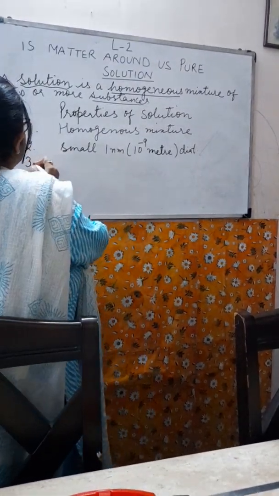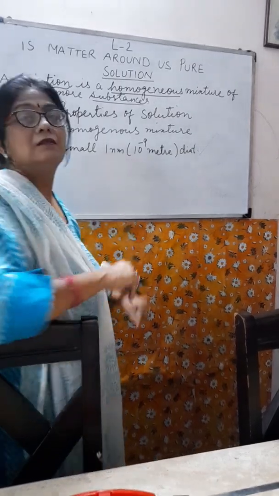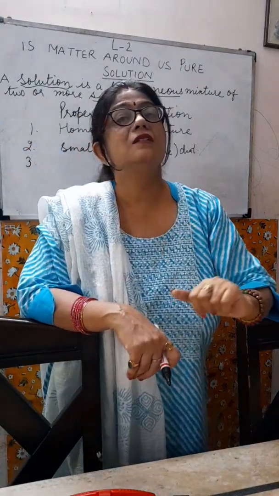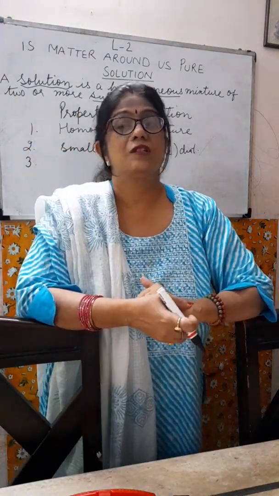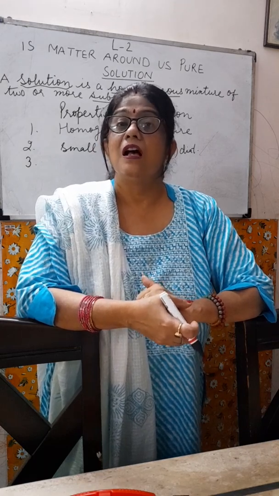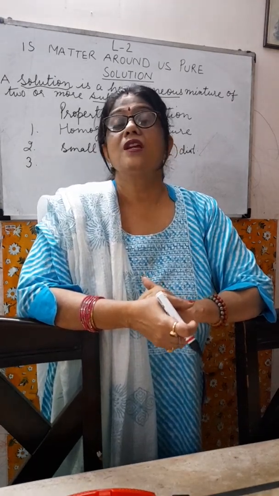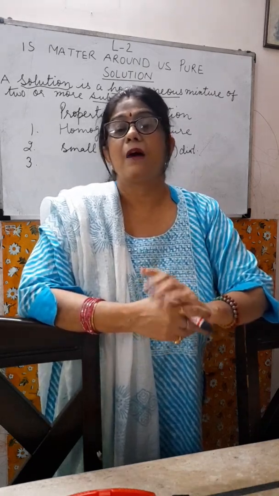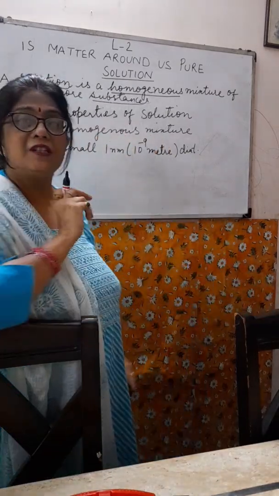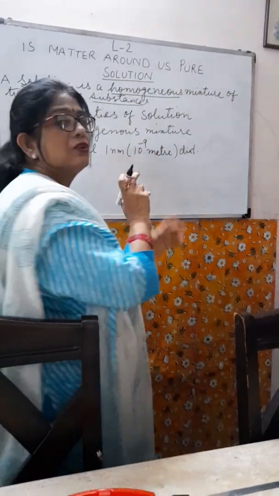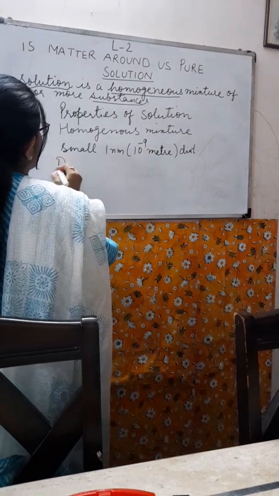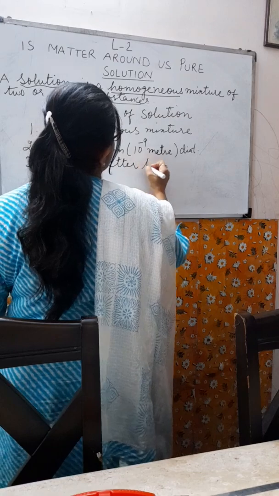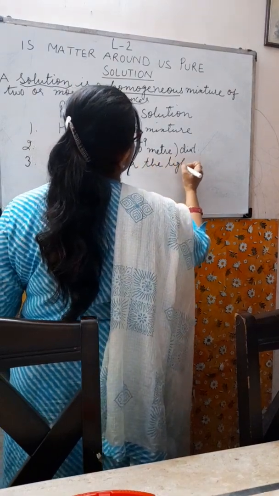Then the third property, इसी पे based है, because the size is small, तभी हम उसके particles को naked eye से नहीं देख पाएंगे, because the size of the particle is very small. Also, because the size is small, it will not scatter the beam of light. So the path of the light will also not be visible throughout it. अगर हम इसमें light pass करें, it will not scatter the light. So the path of the light will not be visible.